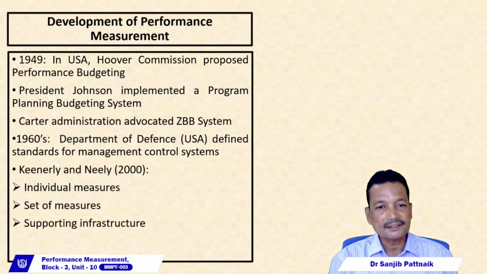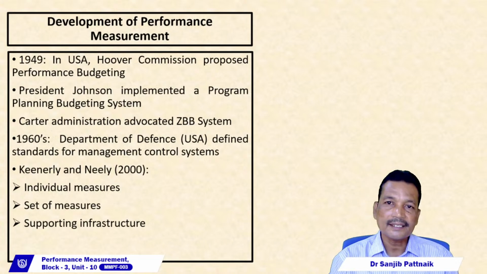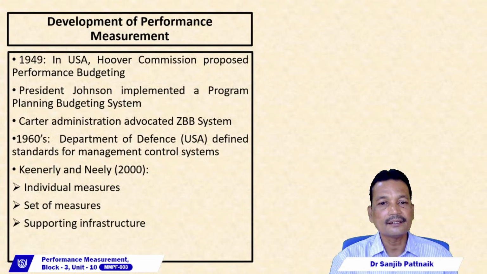Now in the 1960s, the Department of Defense in USA defined standards for management control systems. What kind of indicators will be used and what standards need to be met for the various activities were defined for management control systems.